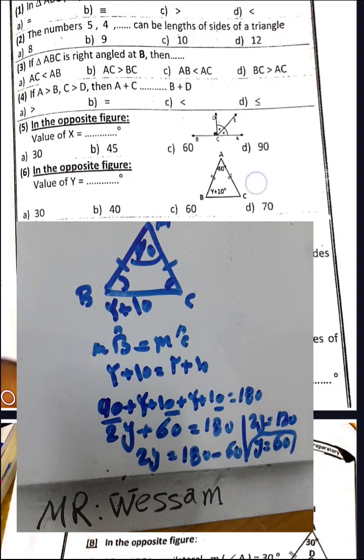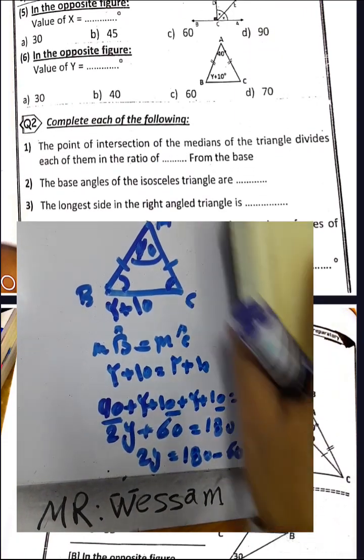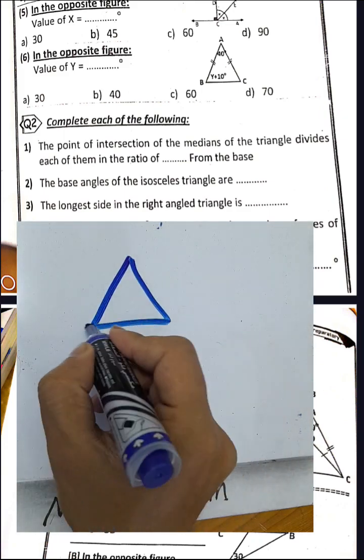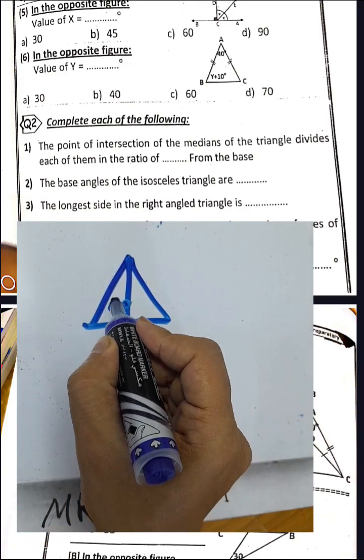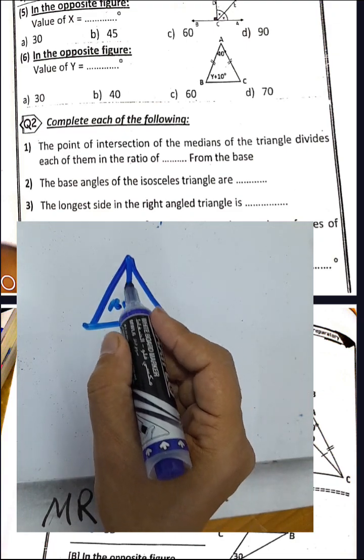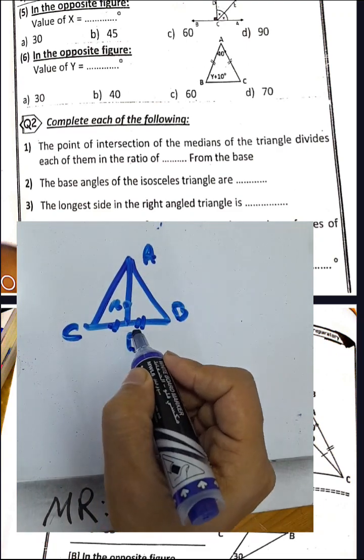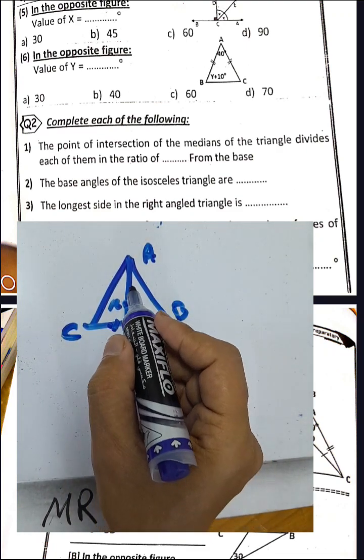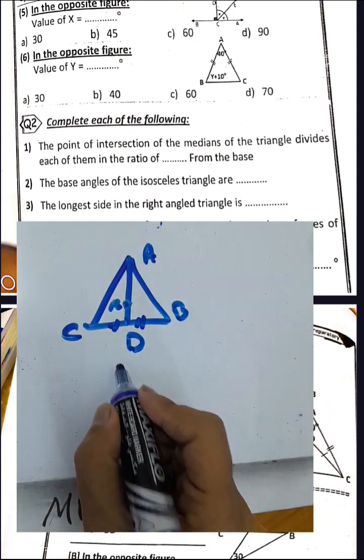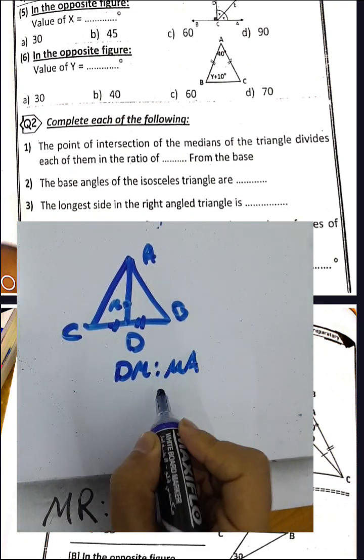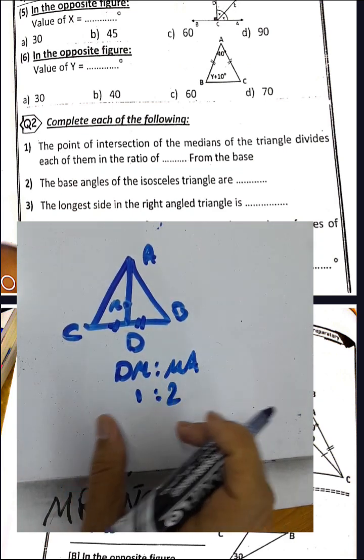Next question, number 2. Question number 2: complete the following. Number 1, the point of intersection of the medians of the triangle divides each of them in the ratio from the base 1 to 2. We have a triangle here and we call this point M, such that M divides the median. ABC is a triangle and AD is the median that bisects the base at the point D, and the ratio between DM to MA will be 1 to 2. The ratio will be 1 to 2 from the base.